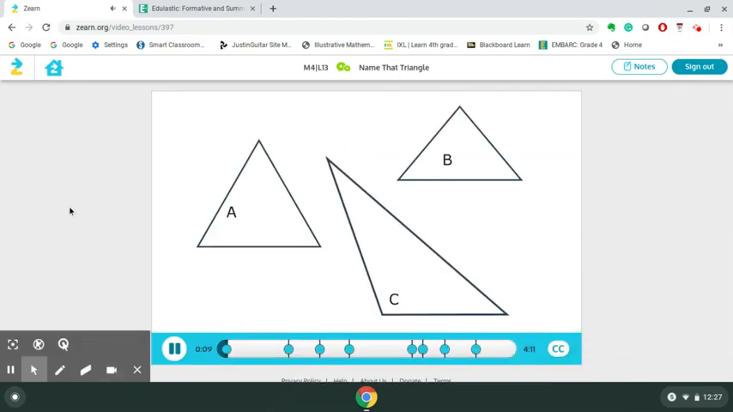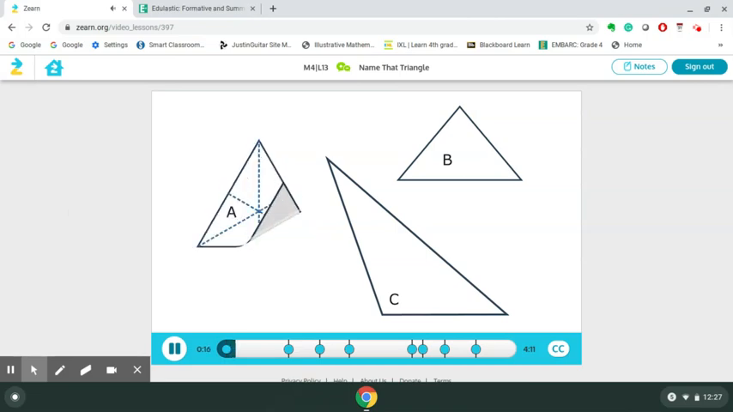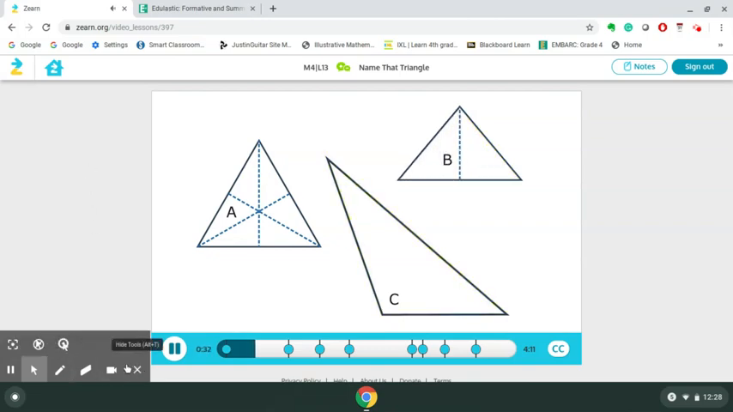Show me the symmetry, Lucas. You can fold triangle A in half at any of its angles, and it's symmetric. So it has 3 lines of symmetry. Triangle B only has 1 line of symmetry, right here. If you tried to fold it in half anywhere else, it wouldn't match. And triangle C doesn't have any lines of symmetry. Love it. Let's look at the side lengths of these triangles.